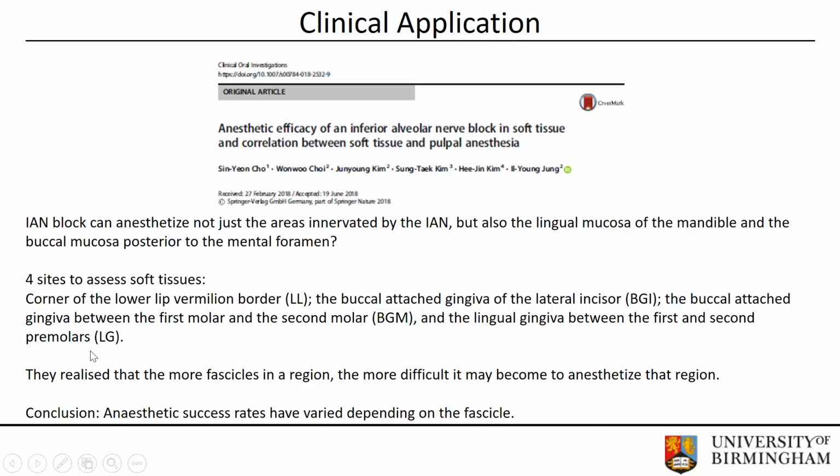And they realized that the more fascicles in a region, the more difficult it may become to anesthetize that region. So they concluded that the anesthetic success rates varied depending on the fascicle, and the highest success rate was found in the lingual gingiva between first and second premolars, which indicates that clinicians need to consider not doing an additional nerve block, but this is only in some patients.